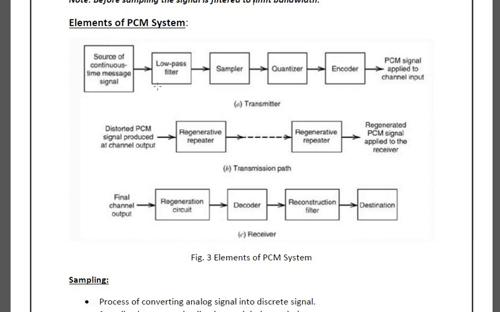Same, you will be having a source of continuous time message signal, or a low pass filter over there. First you will be having a source of continuous time signal. For example, I am the source of a continuous message signal, I am giving the proper continuous signal, no? So I am the source. That is given to a low pass filter.